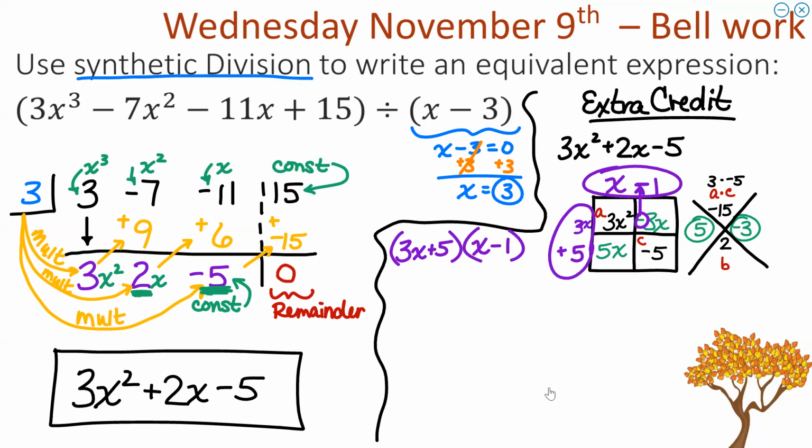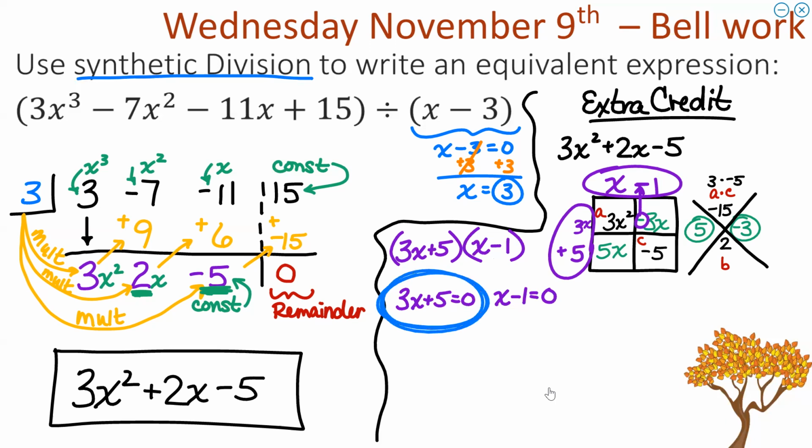All right, so taking it this far would get you extra credit. If you take it one step further so that you have your actual roots, you get even more extra credit. What do I do with each of these if I want the roots? Set them equal to 0. 3x plus 5 equals 0. X minus 1 equals 0.